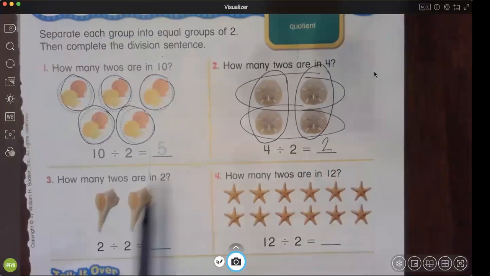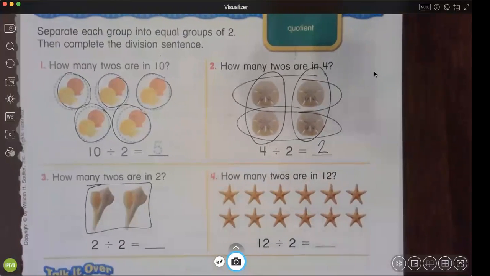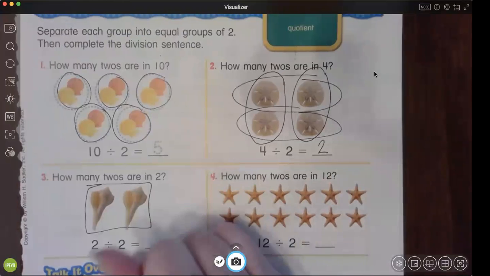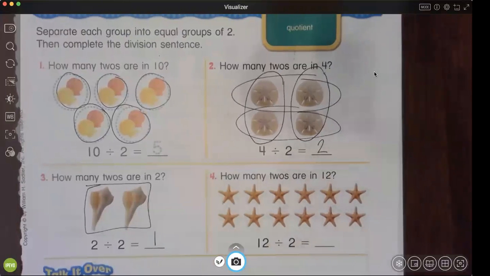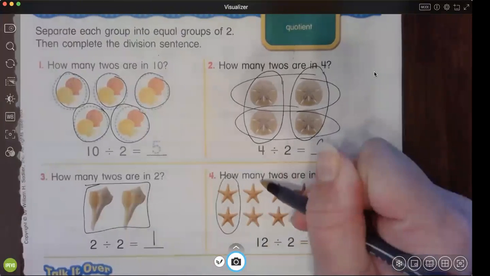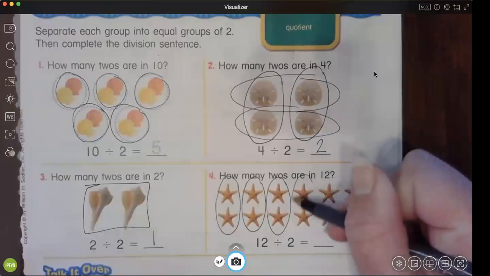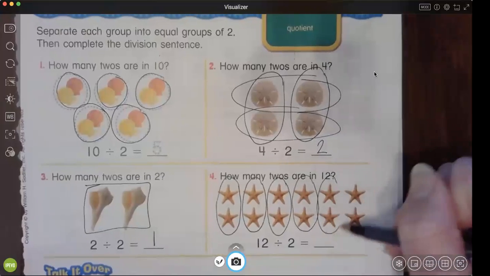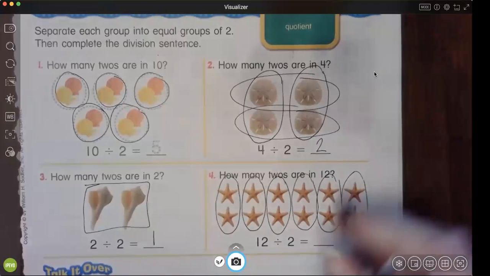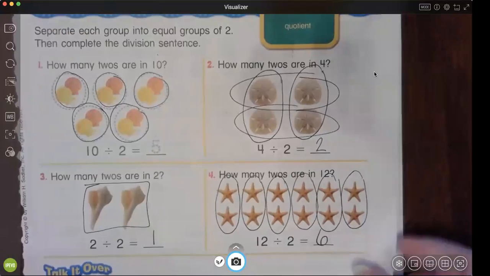How many 2's are in 2? So if we have to divide it like this, we're only allowed to have 1 group. So 2 divided by 2 is 1. We only have 1 group of 2, okay? How many 2's are in 12? Well, we have to circle, so we're not allowed to have any more than 2. So we have 1 group, 2 groups, 3 groups, 4 groups, 5 groups, 6. So 12 divided by 2 equals 6. Okay.